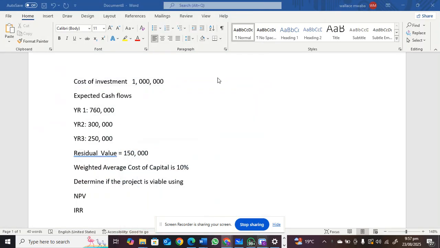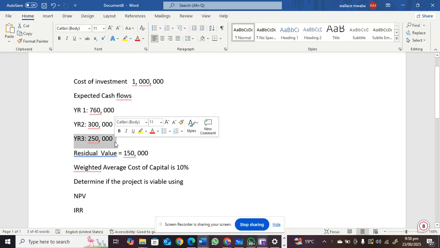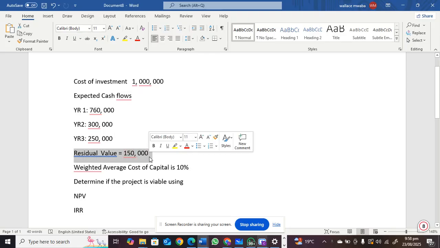Okay, so we have an investment here. It costs 1 million kwacha. We've been given some expected cash flows from this investment. In year one, we expect to make 760,000. In year two, we expect to make 300,000. In year three, we expect to make 250,000. We're given a residual value of 150,000. So after 3 years, this machine, we can sell it for 150,000.